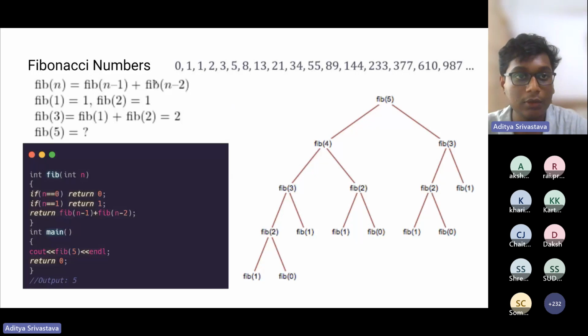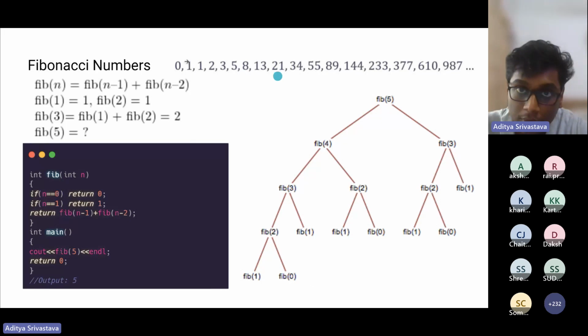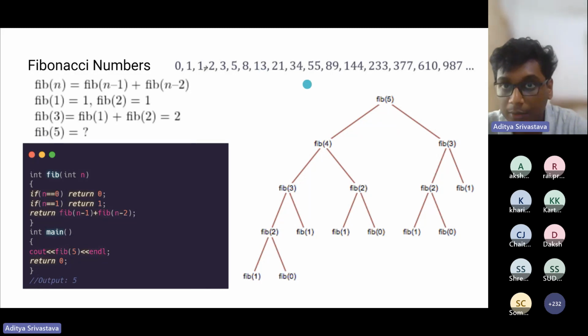Now let's see recursion over Fibonacci numbers. So what are Fibonacci numbers? Fibonacci numbers are numbers which are the sum of their two immediate predecessors. What I mean is, let's say take this 21. What is 21? 21 is the sum of 8 plus 13, right? What is 55? 55 is the sum of 21 plus 34.